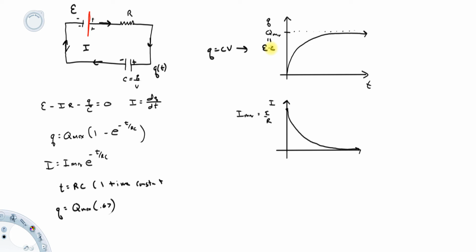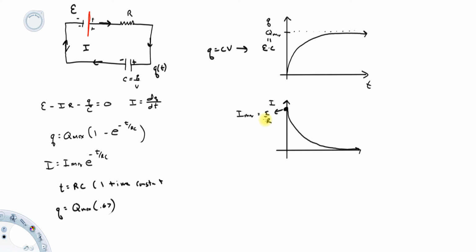The current is a maximum basically the instant the switch is closed, before the capacitor has had time to build up some charge and fight the battery, if you will. When there's no voltage across the capacitor, and you write a loop equation, you get E minus IR equals 0. So that's when the current is a maximum, which is why on the graph I label I max equal to E over R.